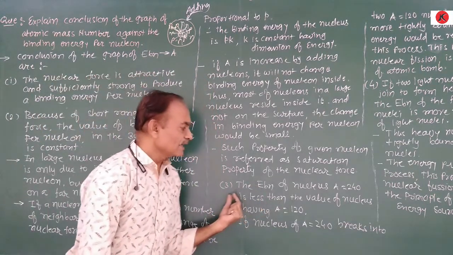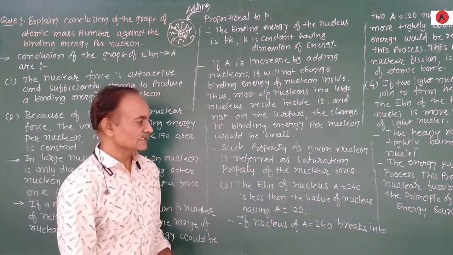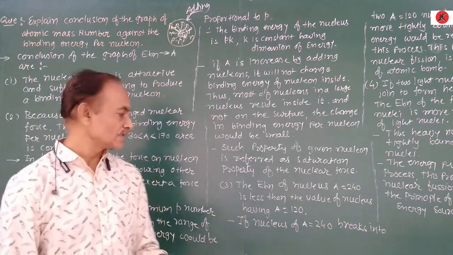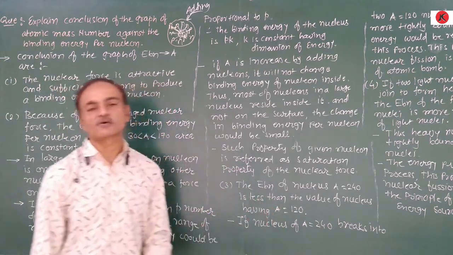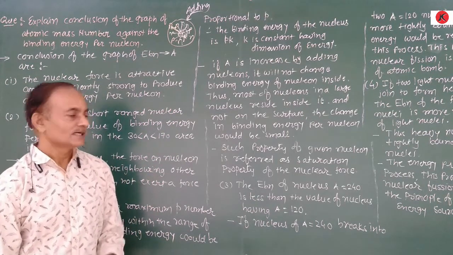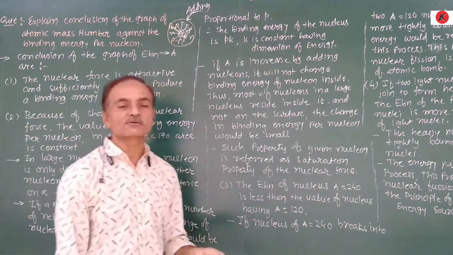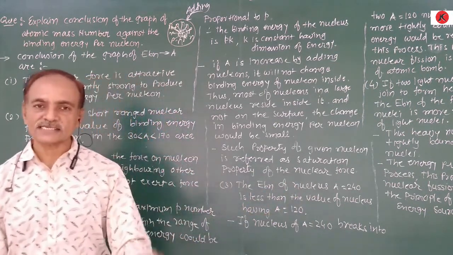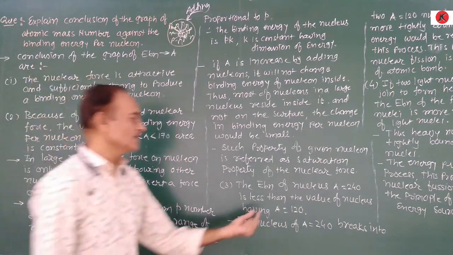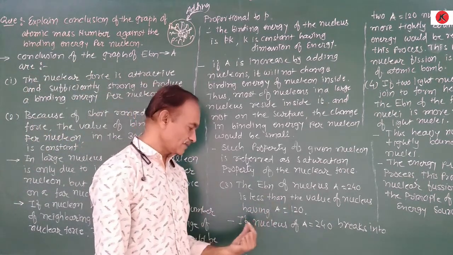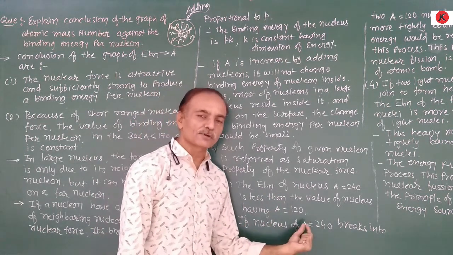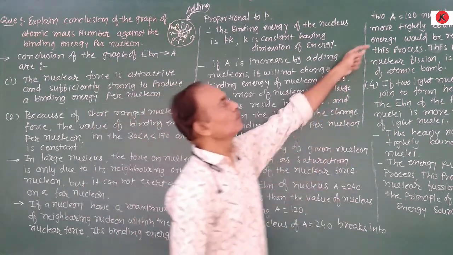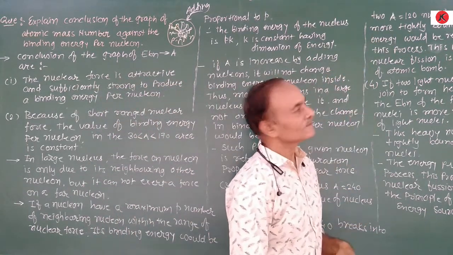Now the next point: the binding energy per nucleon of a nucleus with A equal to 240 is less than the value for a nucleus with A equal to 120. What does it say? The nucleus having atomic mass number A equal to 240 has less binding energy per nucleon than the nucleus having A equal to 120. What is the reason? If the nucleus of A equal to 240 is divided into two A equal to 120 nuclei, right?